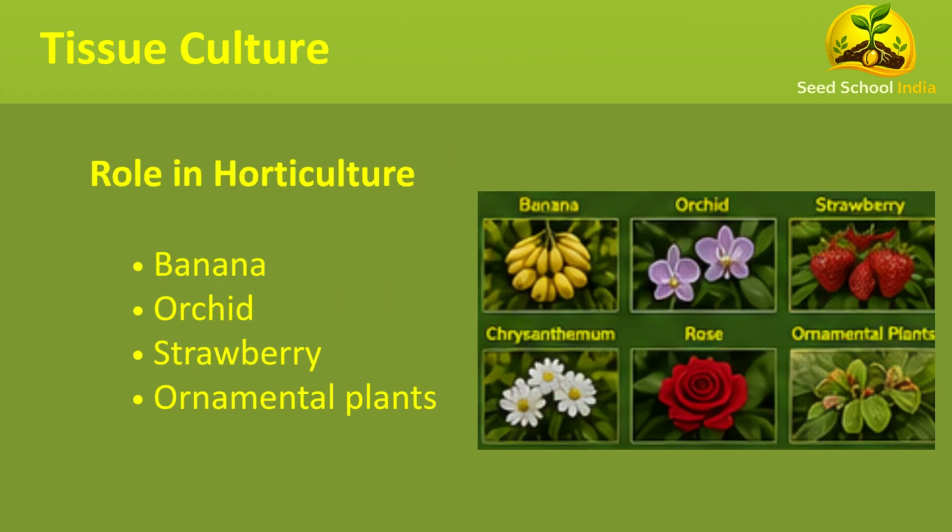Tissue culture is widely used in crops like banana, strawberry, orchids, chrysanthemum, and many ornamental plants. Similarly, in ornamental plants like orchids, tissue culture allows mass production of plants with identical flower color, size, and quality, which is extremely important for the flower industry. This technology ensures uniform plant growth, high quality produce, and faster multiplication. As a result, tissue culture has become a backbone of modern horticulture and nursery industries.